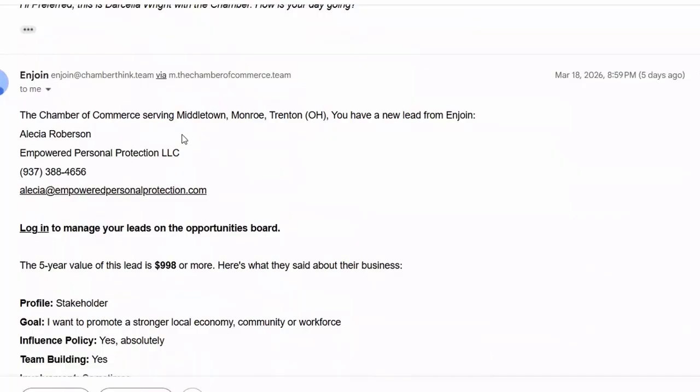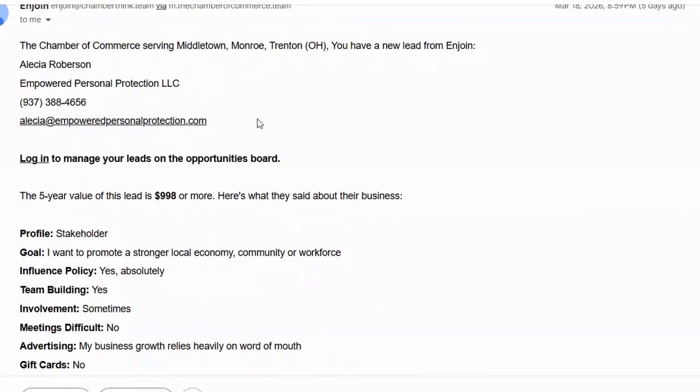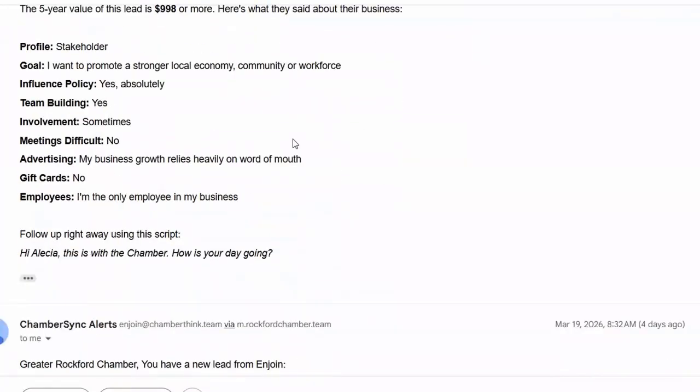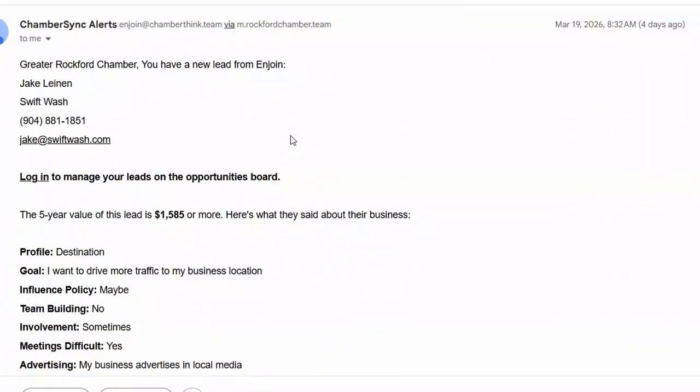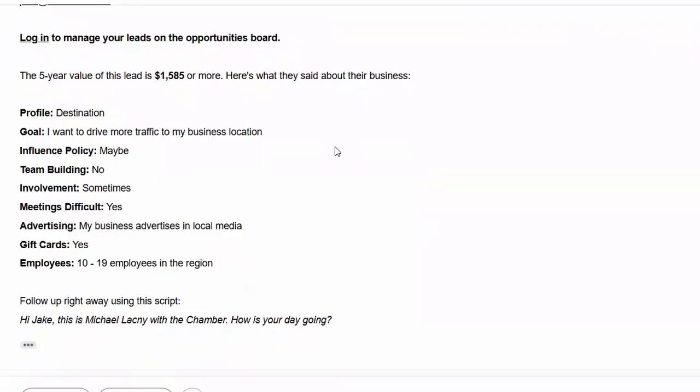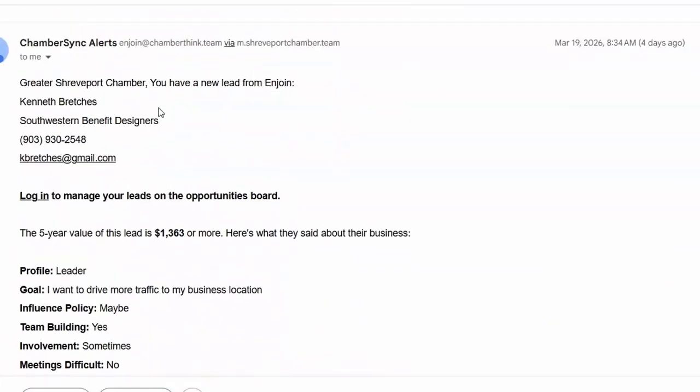They're a leader. The Middletown Chamber in Ohio got a new lead, a personal protection business. They're a stakeholder. The Chamber in Rockford, Illinois got a new lead, a company called Swift Wash. They're a destination. The Shreveport Chamber got a lead called Southwestern Benefit Designers.